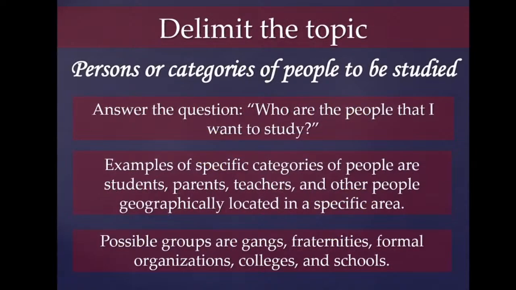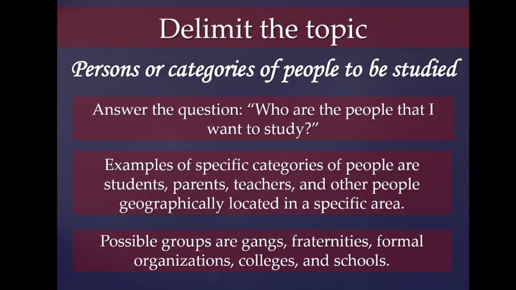The first component of the topic that you can delimit is the people or categories of people involved in the study. To do this, we answer the question, who are the people that I want to study? Say, for example, you're interested in identifying how much people know about their civil rights. If the research topic is to be delimited, then you need to be specific with the kind of people you will ask as respondents for the proposed study.